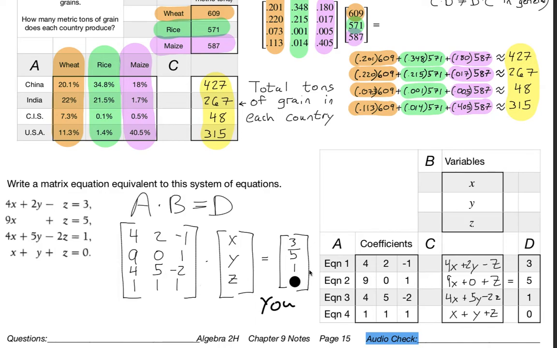I want you to tell me what you think goes here. This is 3, 5, 1. You've got the equations here all equaling particular constants. Now this is incredibly powerful because you're basically isolating all the variables into one matrix.